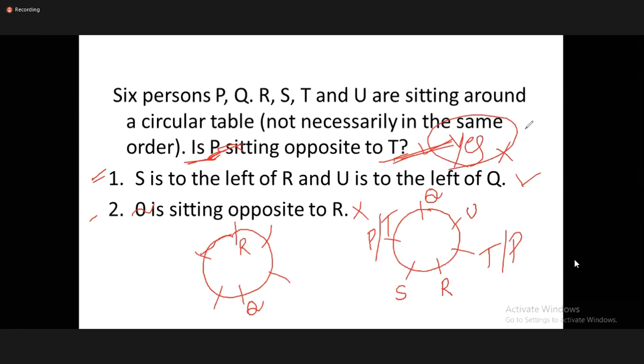Yes. Is P sitting opposite to T? When you are able to answer this, if you know these two statements, then only you can answer the question. So the answer for the question is what? Both statements are required. Both statements are required. U is left of Q.